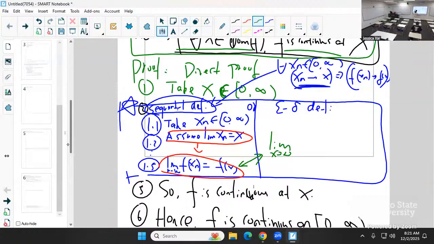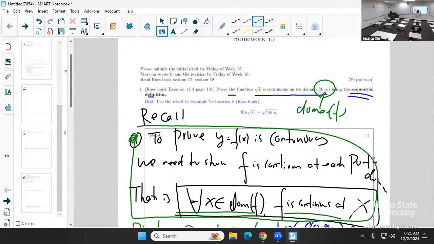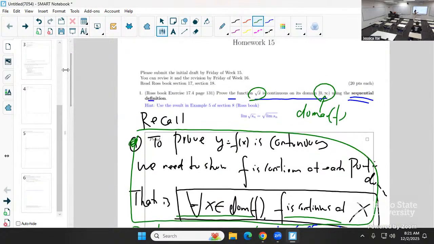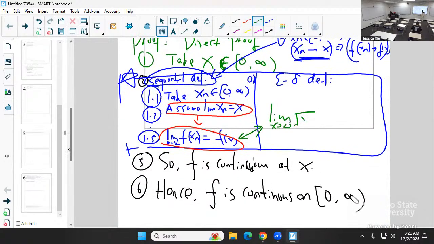Come back here, f of x is nothing but square root of x, right? F of x is square root of x. So they are the same.